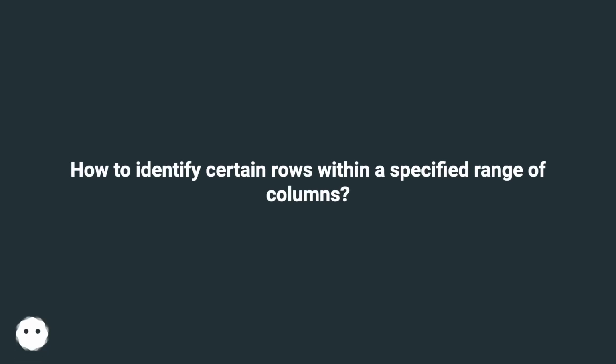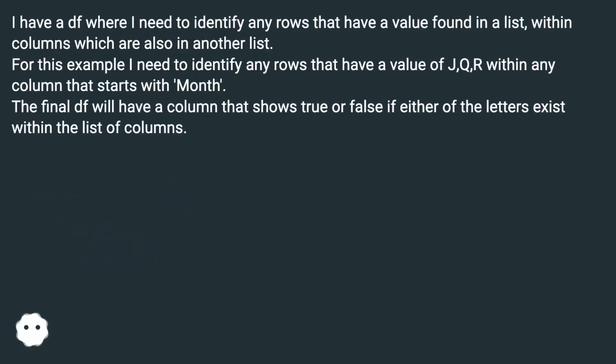How to identify certain rows within a specified range of columns. I have a DF where I need to identify any rows that have a value found in a list, within columns which are also in another list. For this example, I need to identify any rows that have a value of J or Q within any column that starts with month. The final DF will have a column that shows true or false if either of the letters exist within the list of columns.